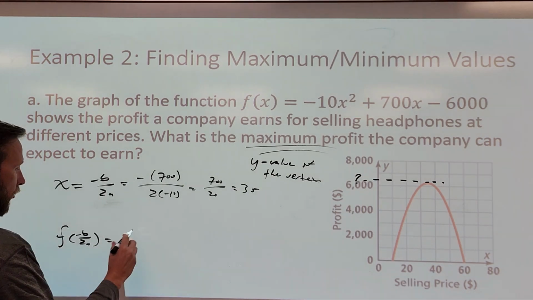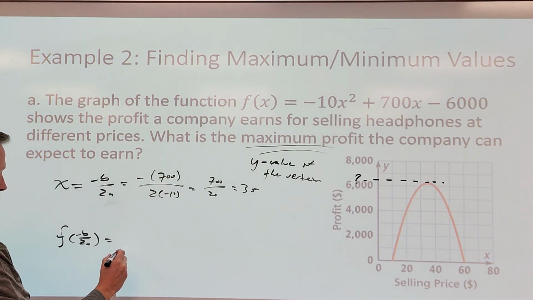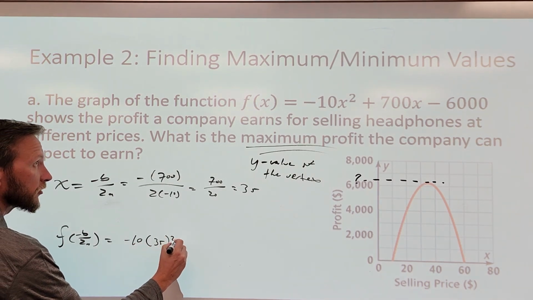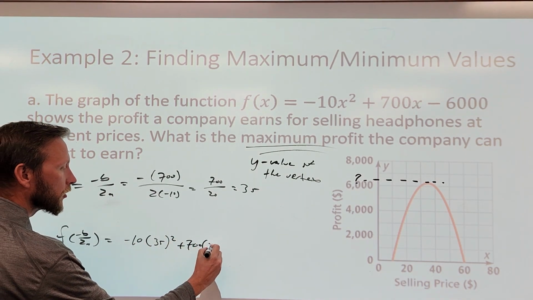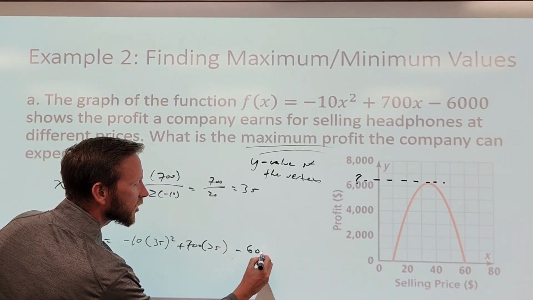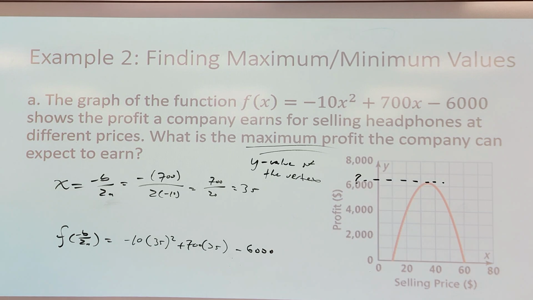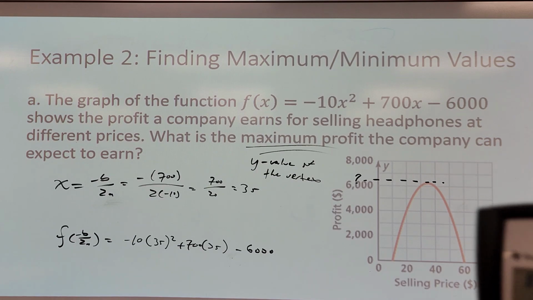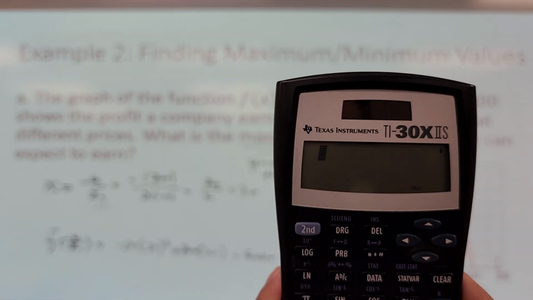So now what we want to do, and now I'm going to have to use a calculator. I haven't used a calculator this whole time, but now I got to use one. We're going to take 10 times 35 squared, and we're going to take 700 times 35, and then we're going to subtract 6,000 to figure out what that value is going to be. I'm going to use the old school calculator, not because I'm old school. Actually, I really hate this calculator. I think it's terrible, but that's just my opinion.